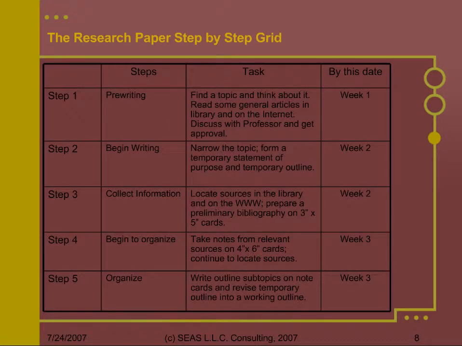This is a simple little step-by-step grid. We're setting it up for a kind of shorter class. It can vary, if your class is longer than this, you'll have more steps, but you begin with pre-writing and writing, collecting information and organizing and so on, and you can kind of do that by week. And when you come back to the slide, you can see what happens in each of these steps. It's really important to follow these steps.